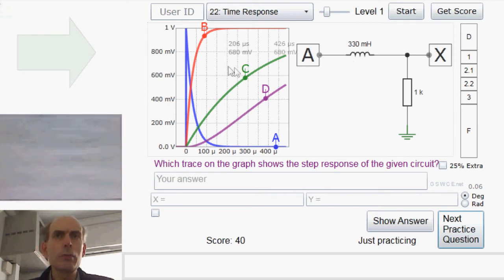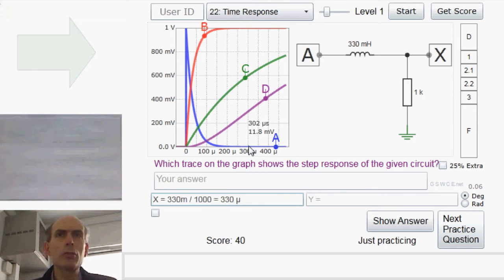So let's have a look. Can't be A, because that shoots up much too quickly. What is the time constant here? Well, the time constant of an LR circuit is the inductance divided by the resistance, which would be 330 milli divided by 1K, which is 330 microseconds. Okay, 330 microseconds, we need to be about 63% of the way up, and C is the only value that gets anywhere close. So let's pick curve C.